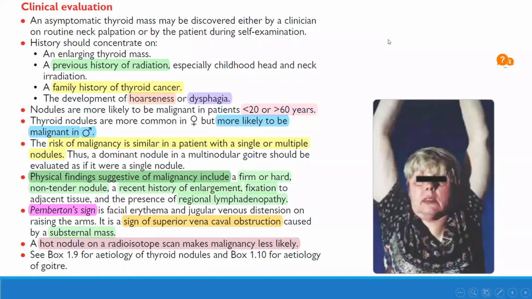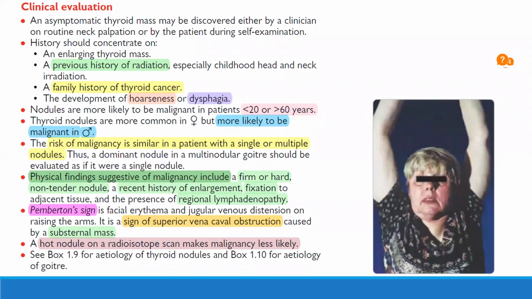In the clinical evaluation of multinodular goiter, we should search for and exclude malignancy. An asymptomatic thyroid mass may be discovered either clinically or during routine investigation. We should search for a large thyroid mass and a previous history of radiation, because this increases the risk of malignancy. Red flags for thyroid malignancy are family history of thyroid cancer, hoarseness, and dysphagia.